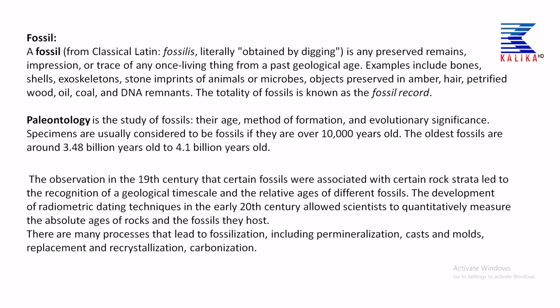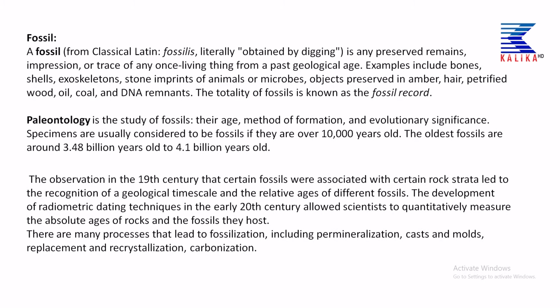Here you can see examples, which include bones, shells, exoskeletons, stone imprints or microbes, objects preserved in amber, petrified wood, oil, coal and DNA remnants. There may be different types of fossils. It is not necessary that the whole plant or whole animal must be there in the fossils. There are some parts, or some replica, that are the component of the fossils.